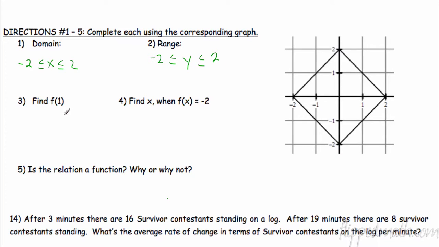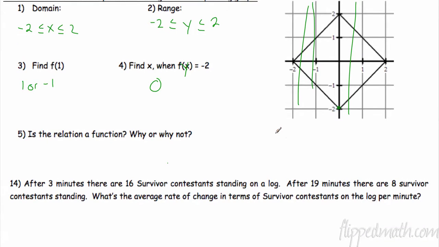All right. Find f of 1. F of 1 is here, so I look, where does it meet? At 1 or -1. Find x when f of x is -2. That's the same as y is -2. What is it right here? Where does it meet? At 0. And is it a function? Why or why not? No, because it fails the vertical line test.